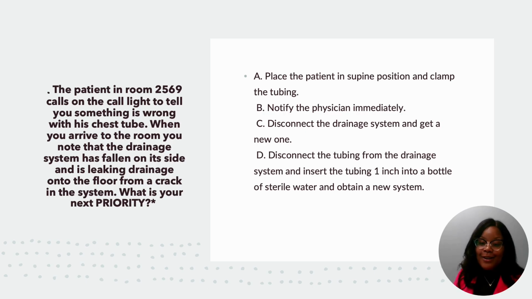All right, so I'll give you some time to think about it. If you chose D, you are correct. So you want to disconnect the tubing from the old drainage system and then you want to insert the tubing into the 1 inch of sterile water and then get a new chest tube system.